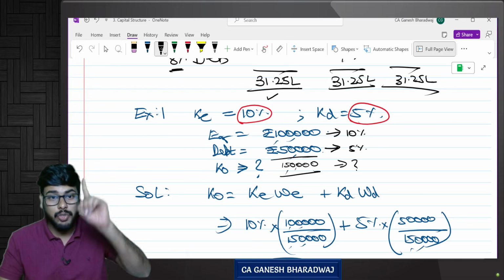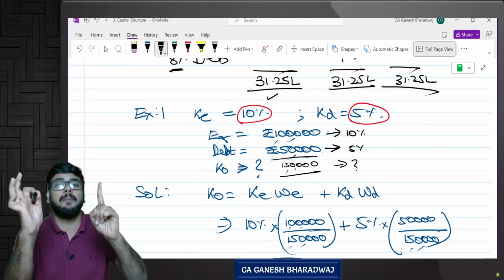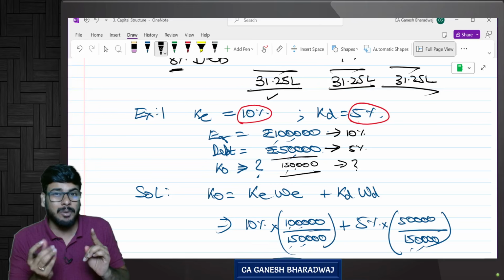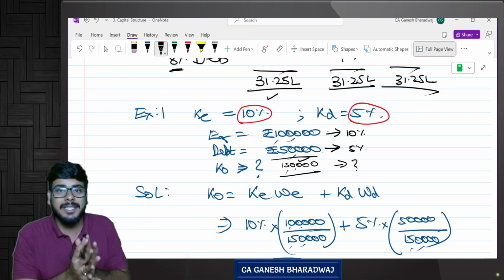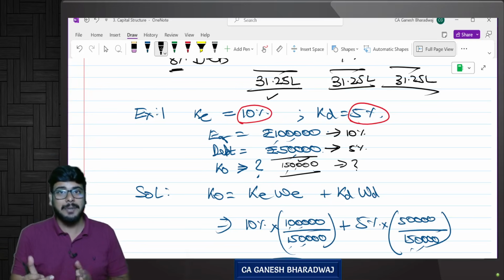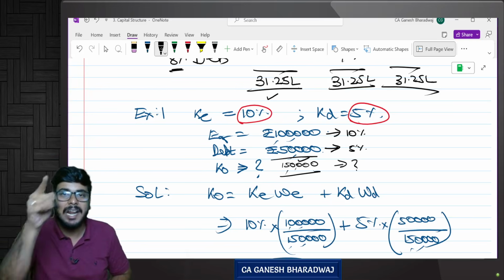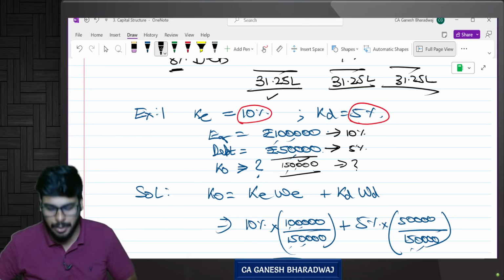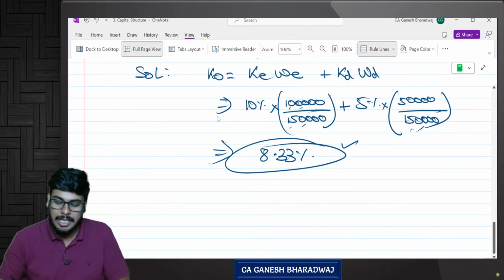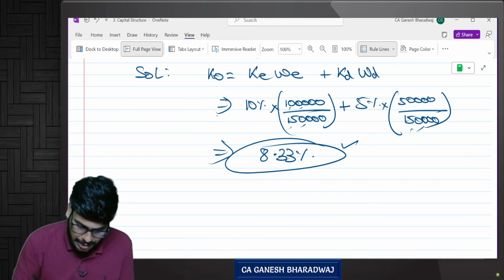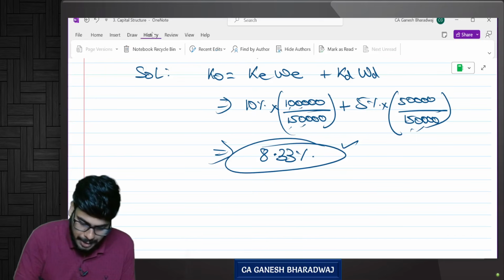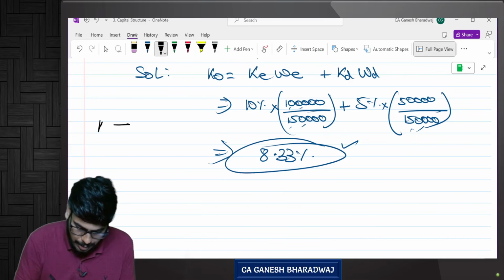Why, sir? Because for 1 lakh, I am paying 10%. For the remaining 50,000, I am paying only 5%. So overall, for 1,50,000, it averages out. It becomes less than 10%, but more than 5%. It lies somewhere in between. Are you clear with this? And that is where we are saying the cost of capital in this case is 8.33.